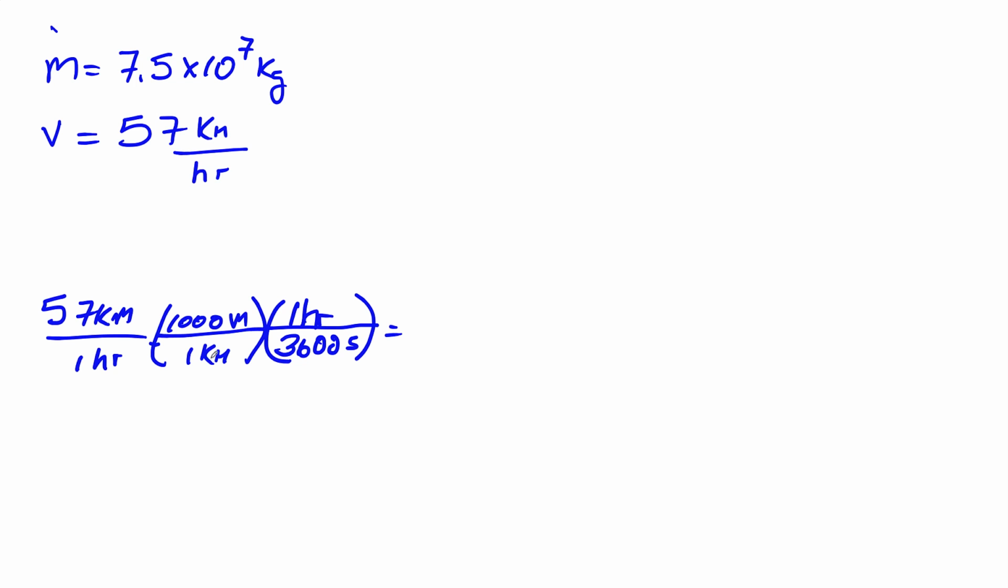So 57, to my calculator, 57 times 1,000. And then we're going to divide by 3,600. And we're going to get 15.8 meters per second. And that's going to be the velocity of this boat. So come up here, kinetic energy, KE. Now, there's going to be various other units for KE. Don't worry about it. Just for this chapter in this class, KE is kinetic energy.